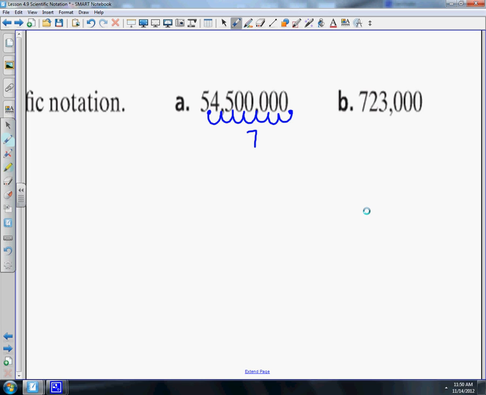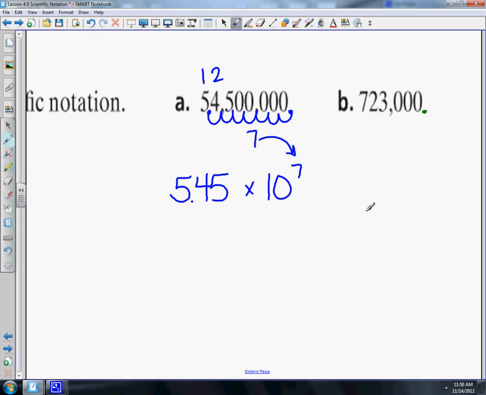Now, I didn't stop right when I hit my first number. I always stop between the first and the second number. You're always stopping there. So this is 5.45. I can write all the numbers after the decimal times 10 to the 7th. Remember, however many frog jumps you did is your exponent.